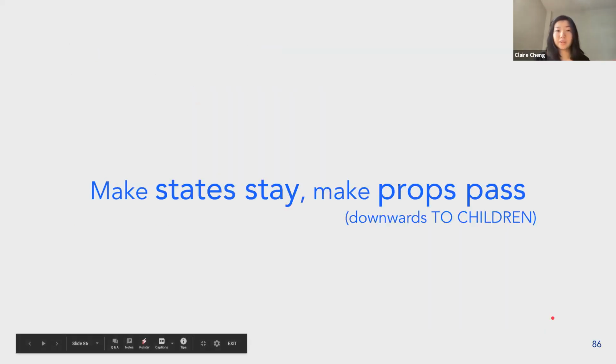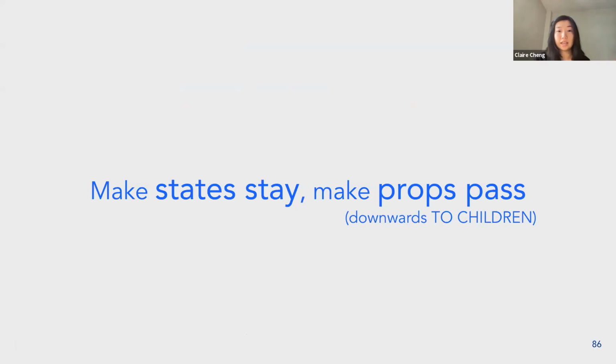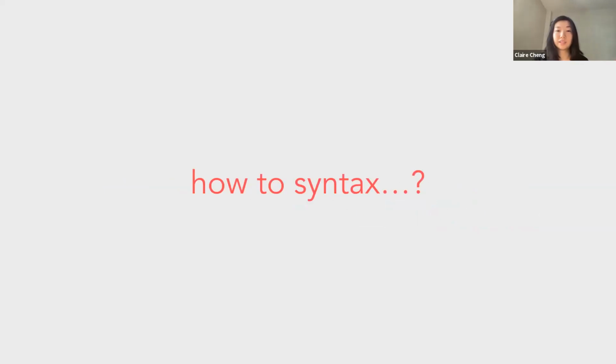So yeah, again, final review. We want to make state stay and want to make props pass downwards to the children. So now this is the high-level overview of how to think about states and props. And now Akshaj is going to talk about how to actually write these in code.